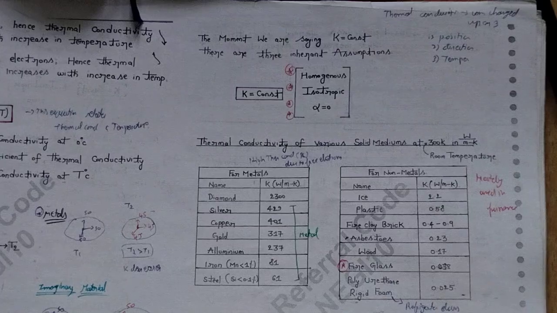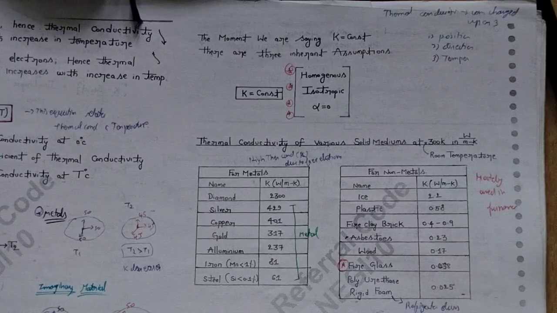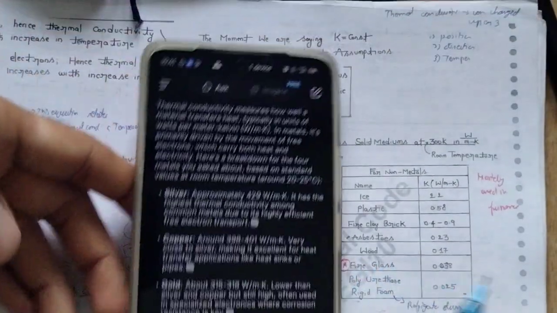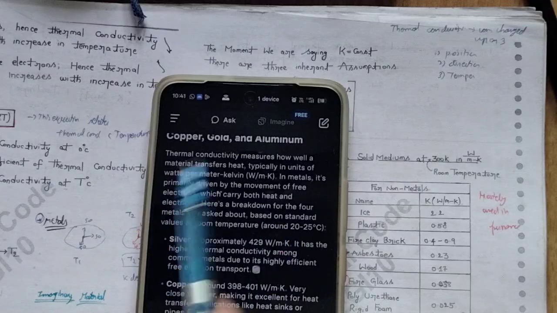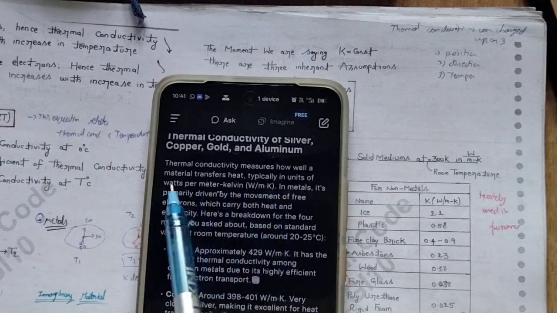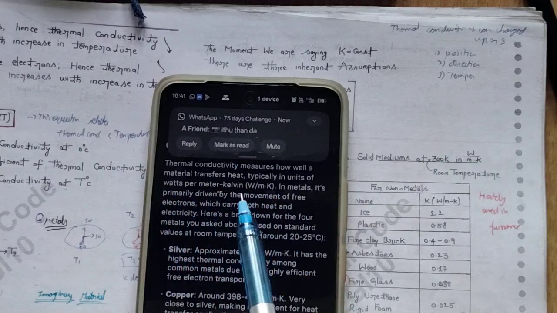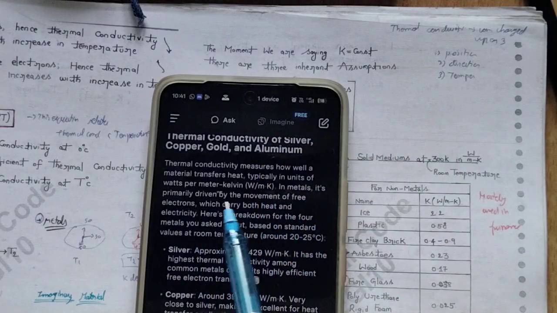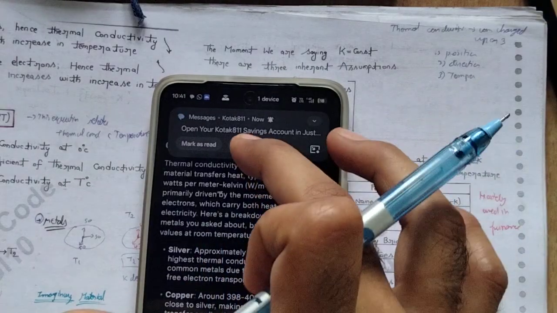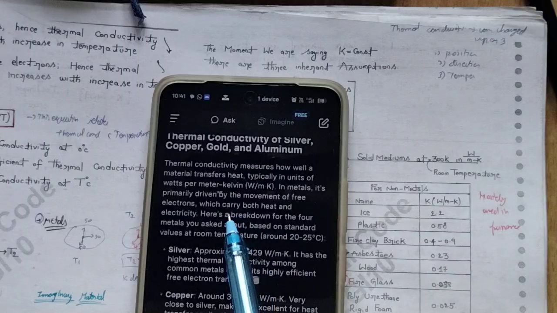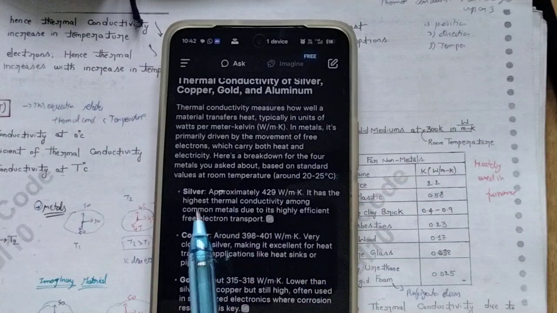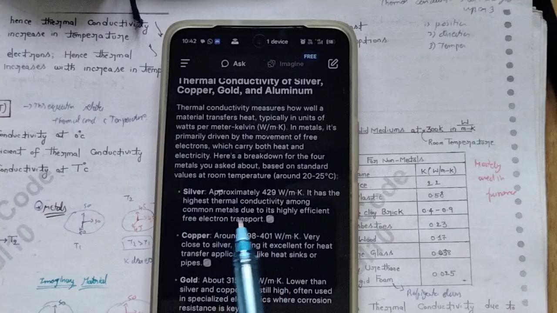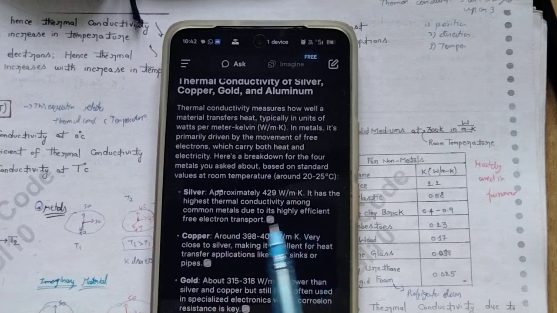In general, metals have very high conductivity due to the presence of free electrons. Thermal conductivity measures how much a material transfers heat, typically in watt per meter Kelvin. In metals, free electrons carry both heat and electricity. Here's the breakdown. Silver has the highest thermal conductivity, meaning highly efficient free electrons.